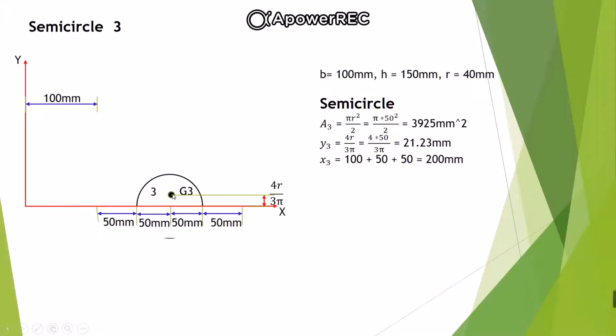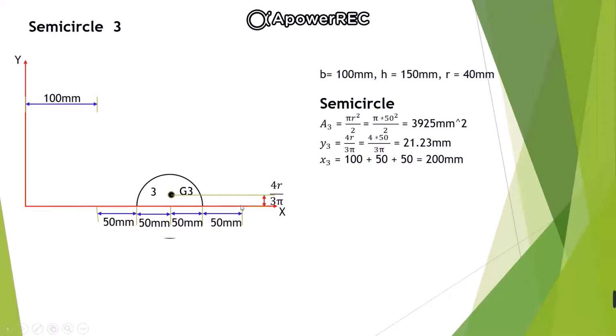y3 is the distance of G3 from the x-axis, right? So what is that distance that we have already learned? It will be 4r by 3 pi from the flat end of the semicircular section. For the semicircle, we have A3 equal to pi r square by 2, which is equal to pi into 50 square by 2, that is 3925 mm square.